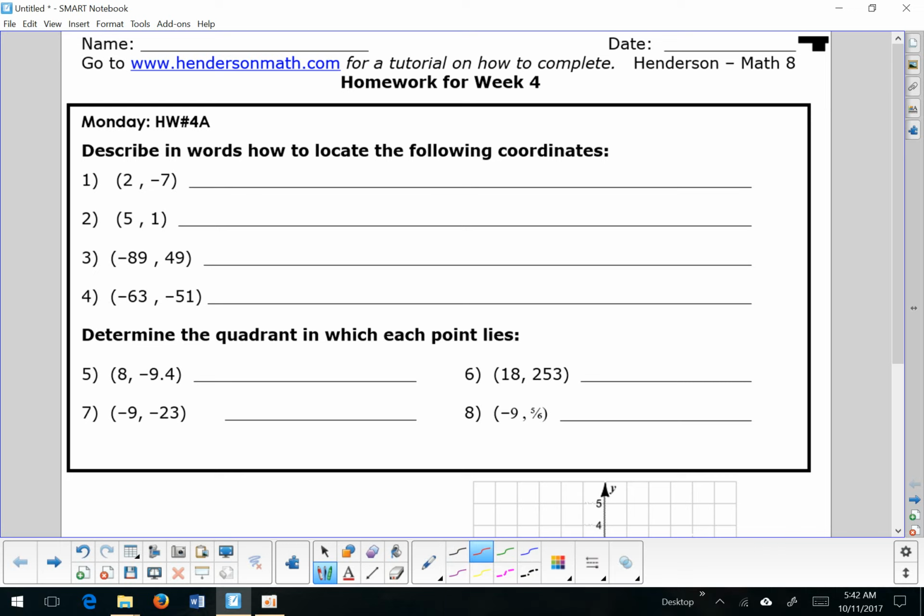This is a tutorial to help you complete homework number 4. The directions for the first question state to describe in words how to locate the following coordinates. So the coordinate is 2, negative 7. And the first value is always the x coordinate value, and the second value is always the y coordinate value.